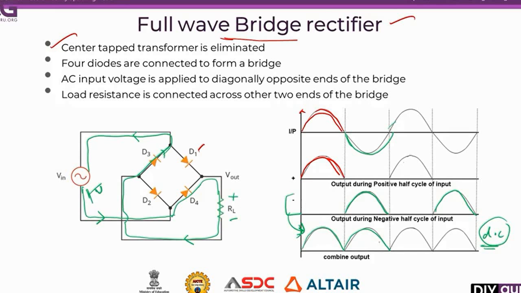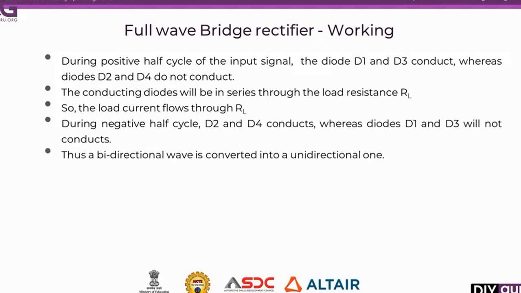It's a pulsating DC. To change this pulsating DC into a perfect direct DC, simple circuits called filters are used. Filter circuits must be used to eliminate this pulsating DC and to get the perfect DC. This is about the rectifiers.